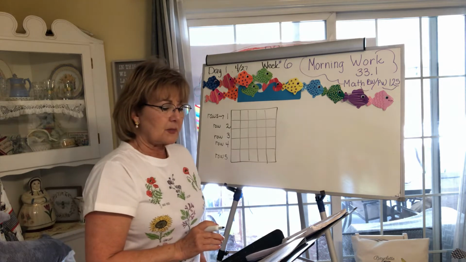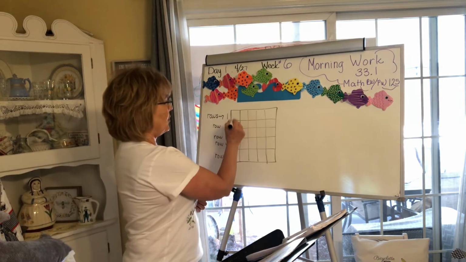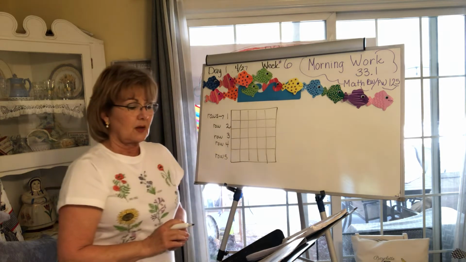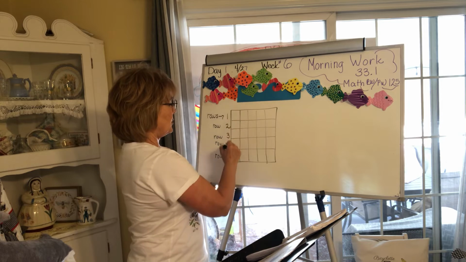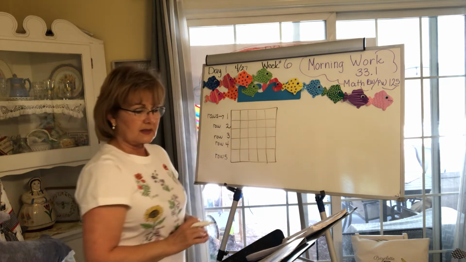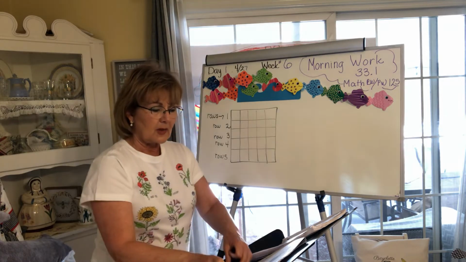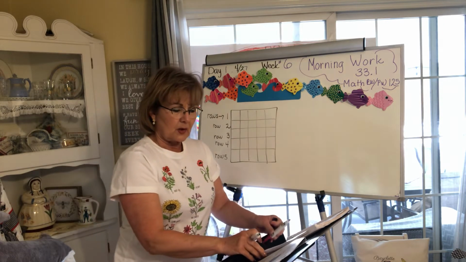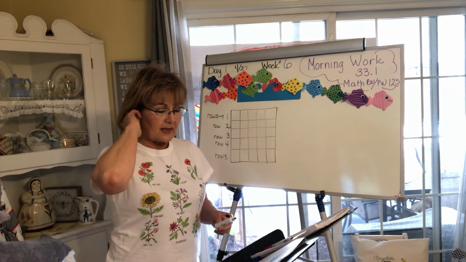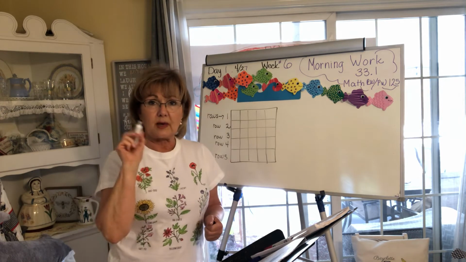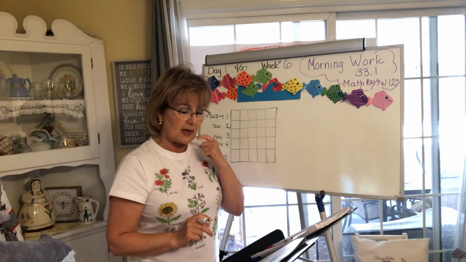It says, what is the product of 4 times 5? Show 4 times 5 as 4 rows with 5 in each row. So it would look like that, and it does, right? And then it would be 4 times 5. Okay, we are going to go on down. It says to use those boxes and color the array. So if you have a color pencil or crayon, go ahead and use that.